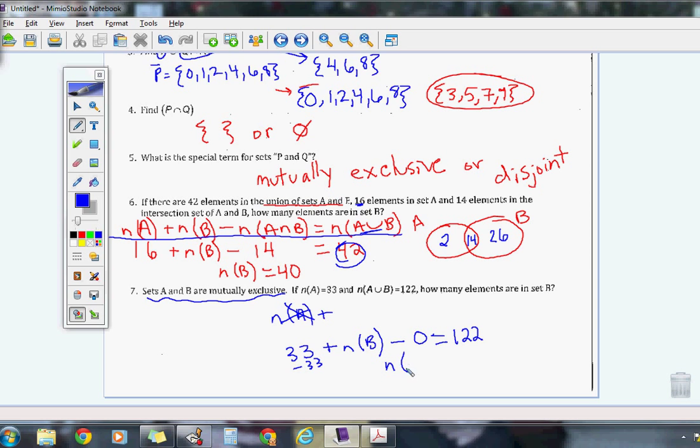So we have here the number of elements in set B equal to 122 minus 33, which is 89. So the number of elements in set B is 89 because they're mutually exclusive there.